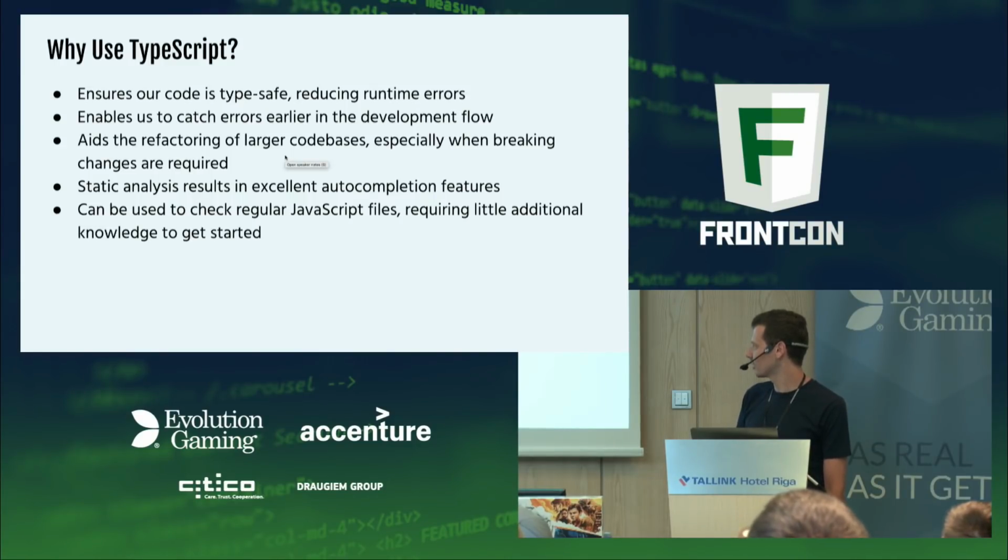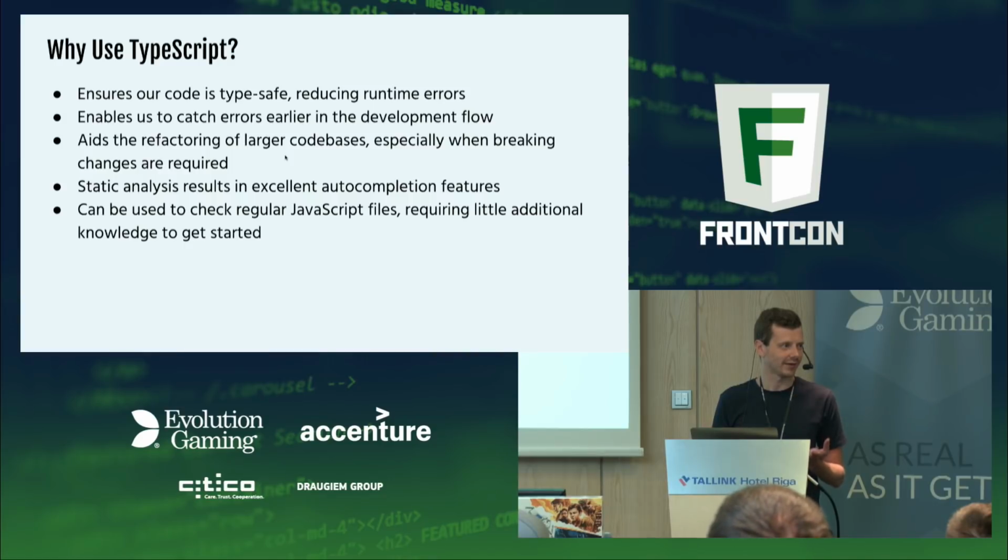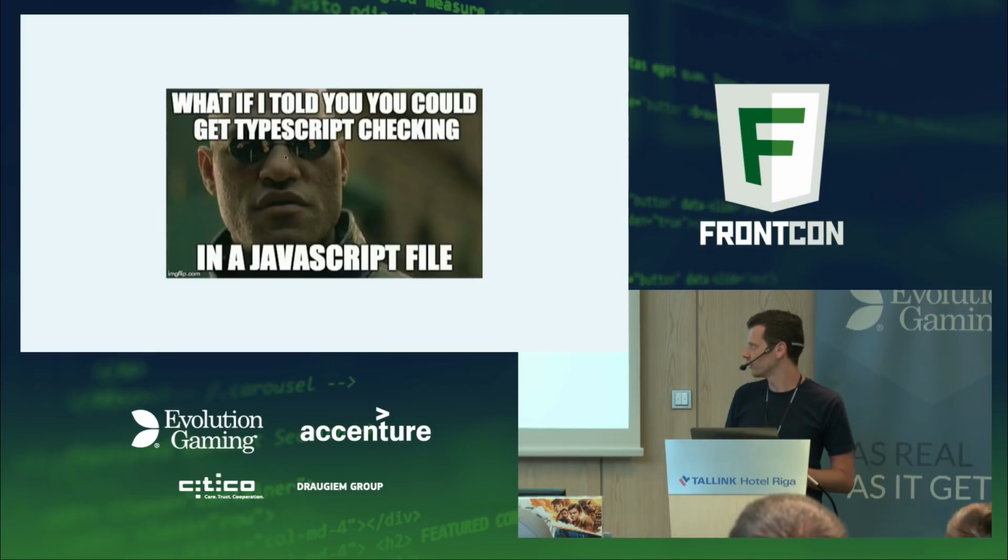It can also be used to check regular JavaScript files, which means that little additional knowledge is required to get started, and this is what's known as gradual typing. So we don't have to specify any explicit types, meaning that either everything can be inferred, or it will resolve to an any type, which means the type can't be ascertained by TypeScript. And then gradually you can add that type information as it's required. So we can just gradually build up a JavaScript file and build it up into TypeScript, as Morpheus said in that famous scene from The Matrix.